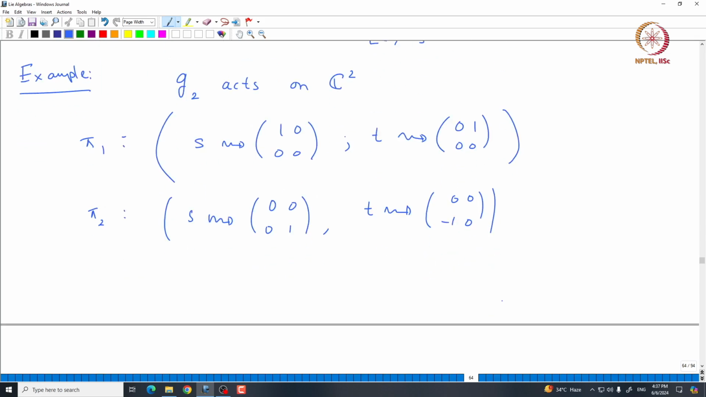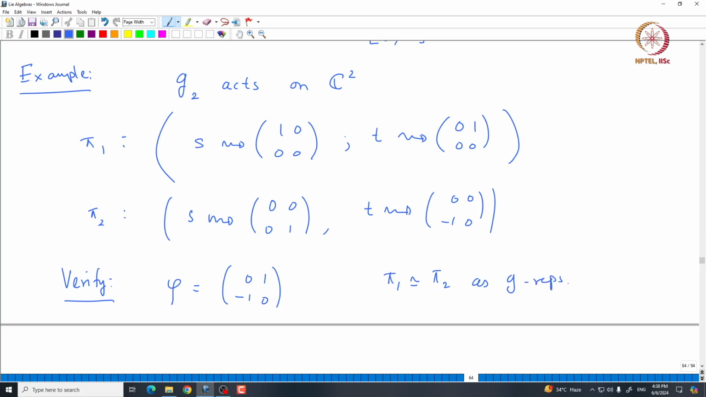Okay. So, even though I have written 2 different actions, the second action is indeed obtained from the first action by conjugating by the following phi. Okay. So, I will leave it to you to verify that if we take this phi to be 0 1 minus 1 0, then these two actions are conjugate. So, even though they are two different actions, they are isomorphic as g2 actions. So, pi 1 isomorphic to pi 2 as G representations.